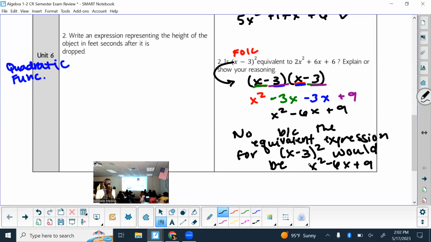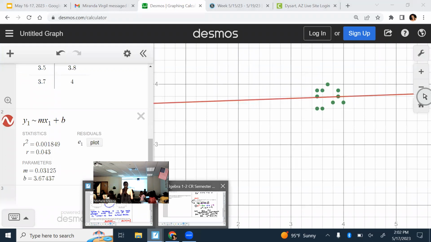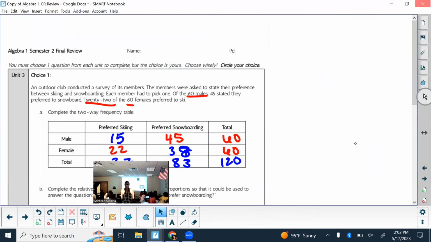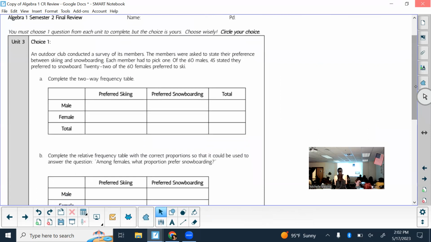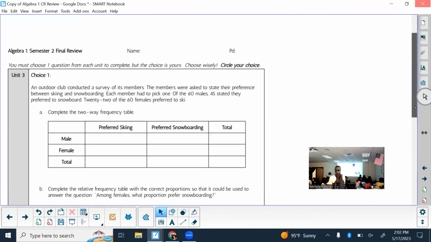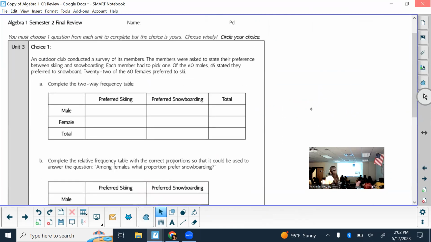So what other ones do we have a question on? Bailey? Unit 3, choice 1, Part B. So honestly, to really do that, we kind of have to go through the first part. So first you have an outdoor club that conducted a survey of its members. The members were asked to state their preference between skiing and snowboarding. Each member had to pick one. So of the 60 males, where does the 60 go? Which total?